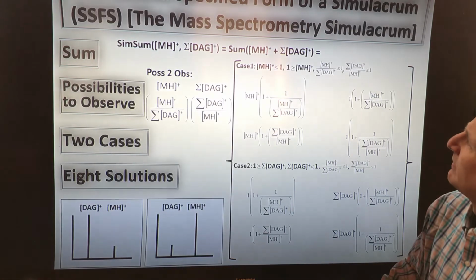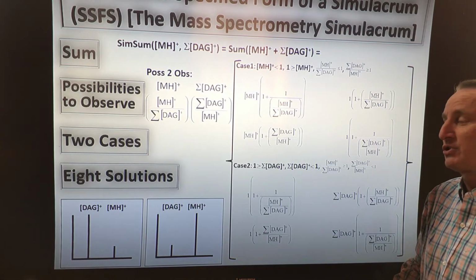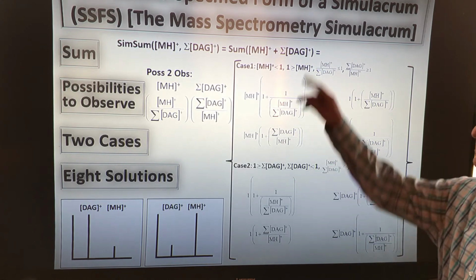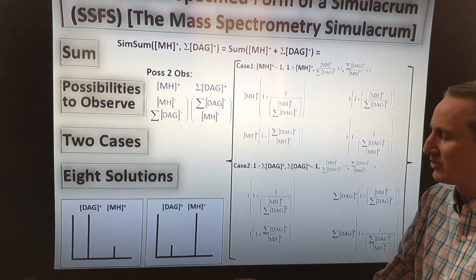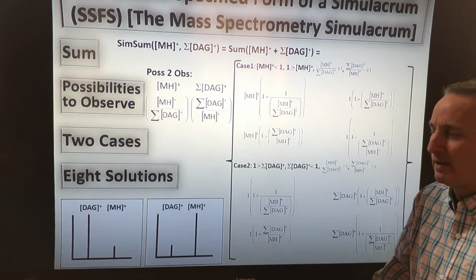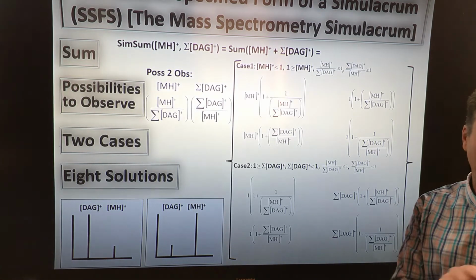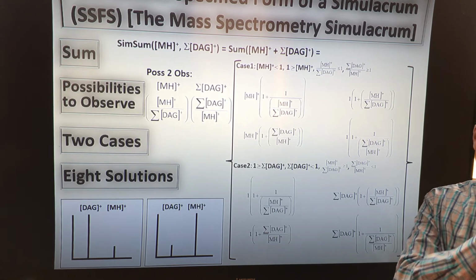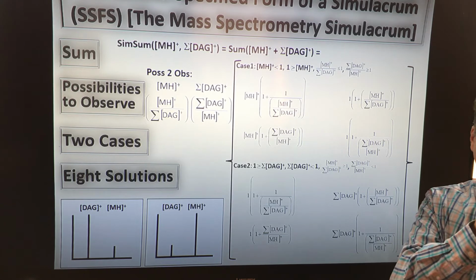So go ahead now. Now I jumped to, instead of going to the first specified form in this slide deck, I went to the second specified form. This is the mass spectrometry simulacrum, because it's got 2 specifications. In mass spectrometry, no value can be greater than 1. In a mass spectrum, it's a picture of going from 0 to 100% relative abundance, and then the mass is the x-axis. And so nothing can be greater than 1.